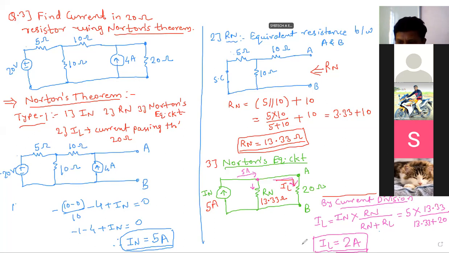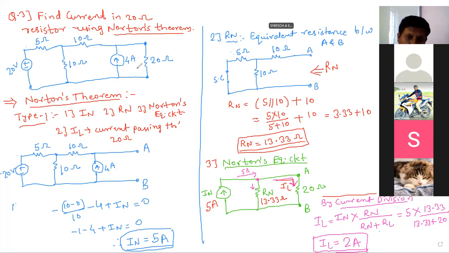So same answer we got by using Thevenin's theorem, by using superposition theorem. Same example we have solved. This example we have solved by superposition, we have solved by nodal analysis, we have solved by Thevenin's theorem, we have solved now using Norton's theorem. Same answer we are getting, that is the current passing through 20 ohm as 2 ampere.